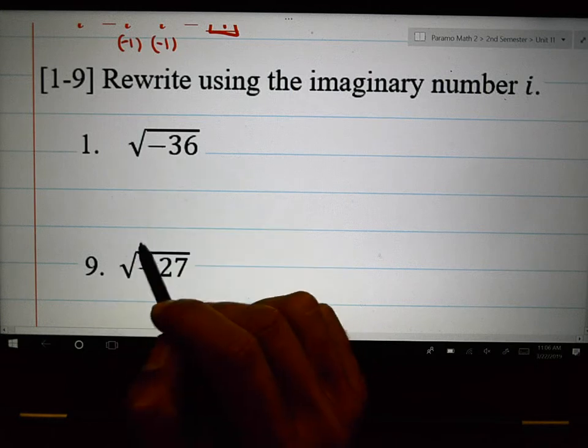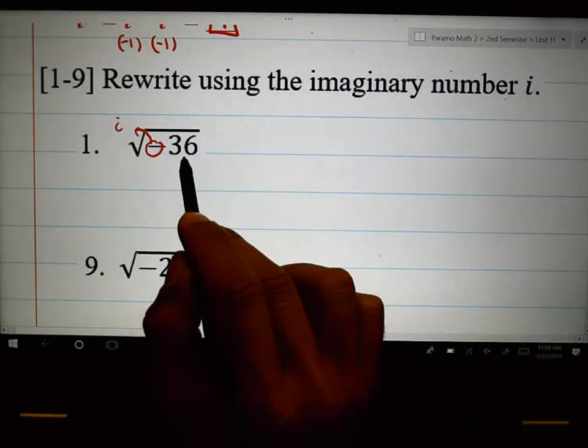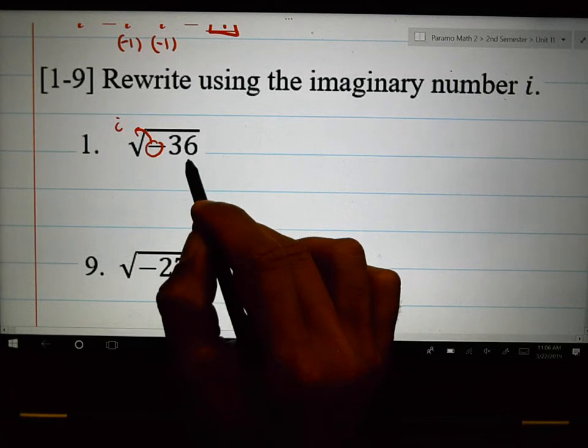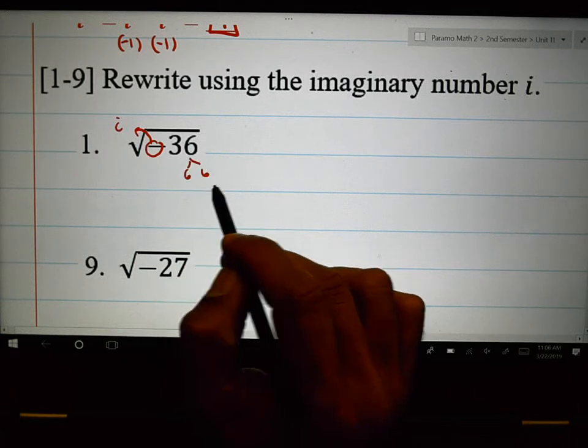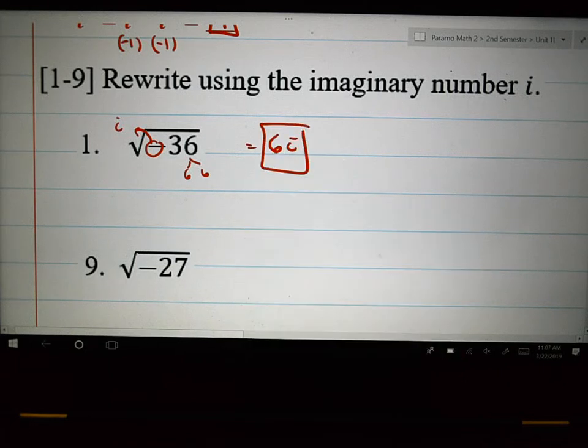I can't square root -36. I have to use the imaginary letter i, but as soon as I do that, what is the square root of 36? If you need to break it down, break it down. But my final answer is 6i. It's not hard. I hope it's not hard.